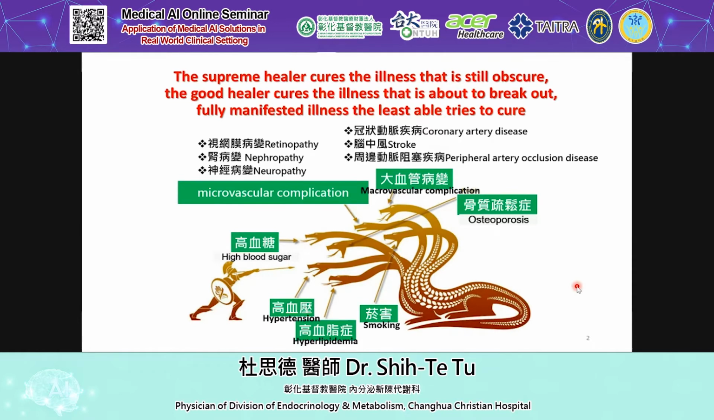As we know, there's an old saying that the good healer cures the illness that is about to break out. So when the diabetologist faces a patient with diabetes, he faces a seven-headed monster. Why? Because he needs to survey for any microvascular or macrovascular complication. And when the patient is aged over 65 years old, he needs to survey for osteoporosis because the patient is in a high-risk group for osteoporosis. He also needs to choose the right medication for diabetes, hypertension, hypercholesterolemia, and even urge them toward smoking cessation.